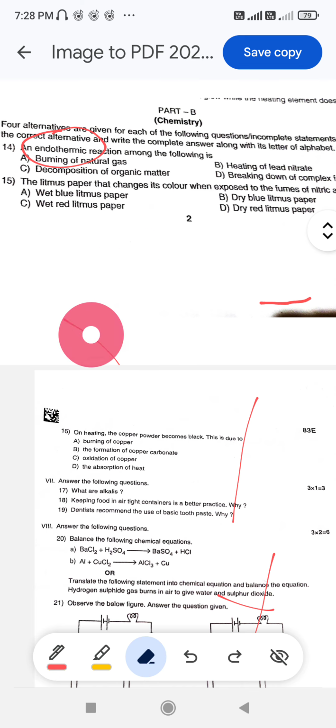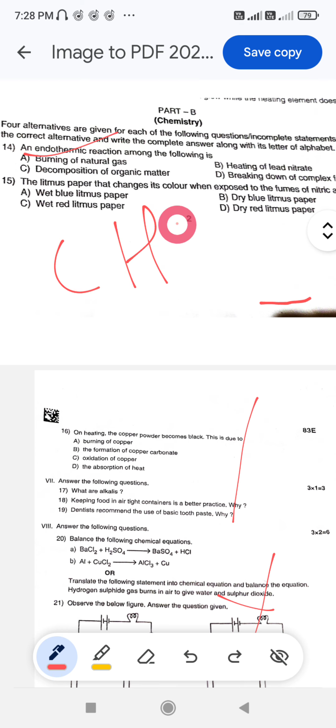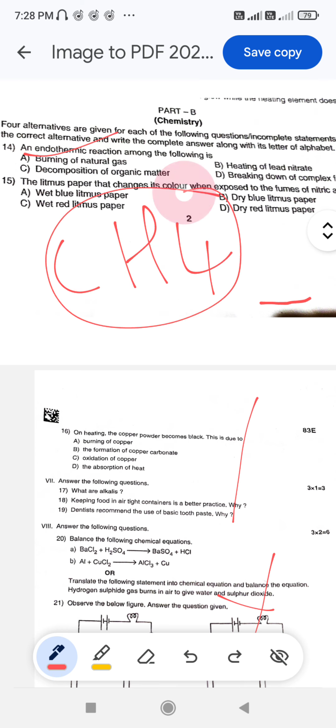Next, among these four options, which one is an endothermic reaction? Before that, we understood that a reaction in which heat is absorbed is called an endothermic reaction. Here, first, burning of natural gas. Natural gas means CH4. Burning of natural gas releases some energy, so this is not an endothermic reaction.